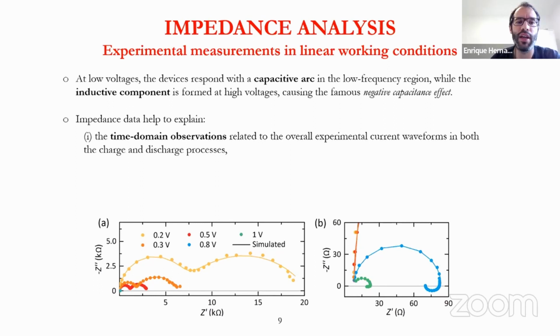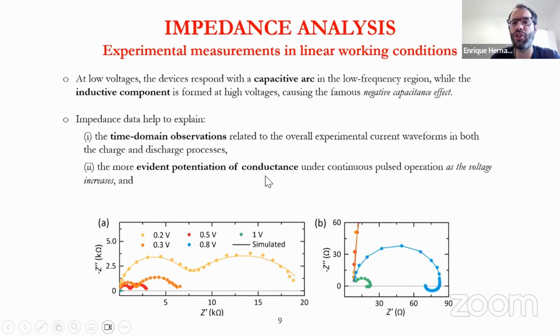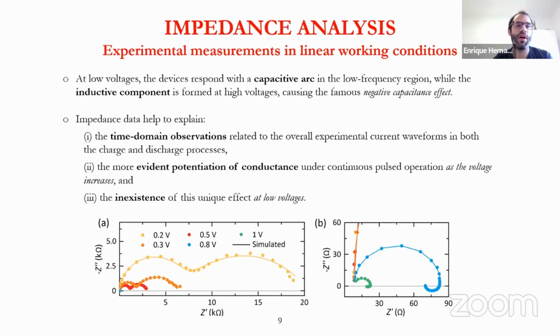Another characteristic is the more evident potentiation of conductance. The chemical inductive feature is more prominent here when one applies higher voltage in comparison with lower voltage. And in this line, there is the inexistence of this unique effect at low voltage. If one applies a train of voltage pulses with a pulse height of 0.2 or 0.3, it's impossible to see a long-term potentiation because this chemical inductive feature does not happen in the transient response. And from our point of view, there exists a clear link between these three phenomena: the inverted hysteresis in the JV curve, the long-term potentiation in time domain, and the chemical inductive feature in impedance analysis. It's not equivalent, but all these observations are correlated.